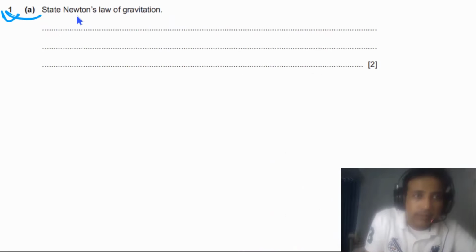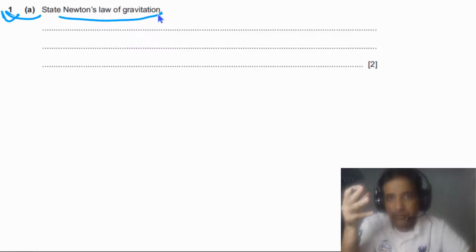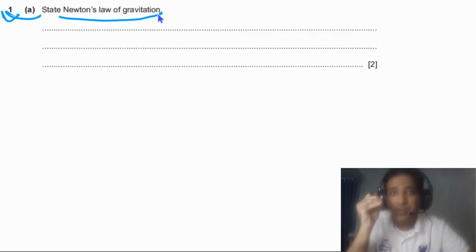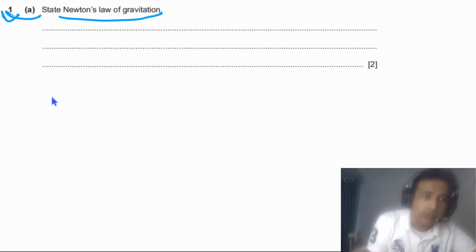Question 1, part A says, state Newton's law of gravitation. This is a typical question. Almost in every paper, if there is any question about gravitational field, they will ask you to state Newton's law of gravitation. So it's very important to understand how to state Newton's law of gravitation in a proper way. So let's try to understand how we can state this one in a proper way.